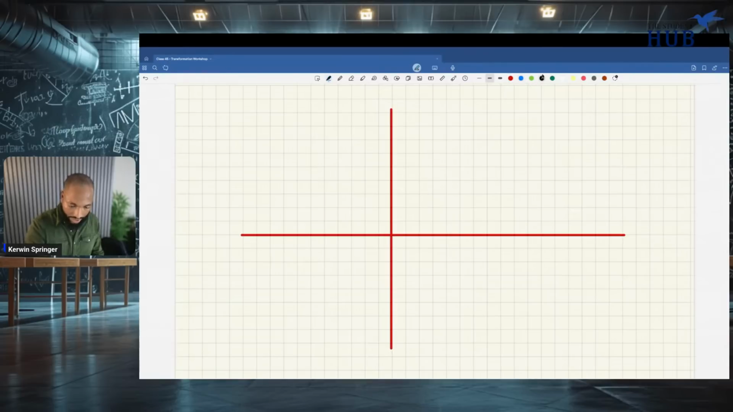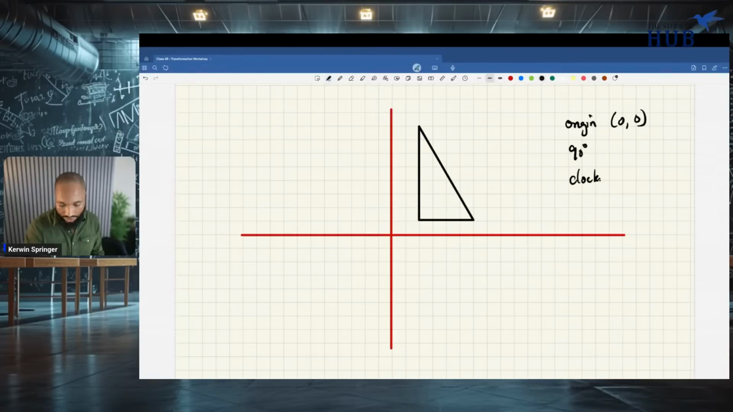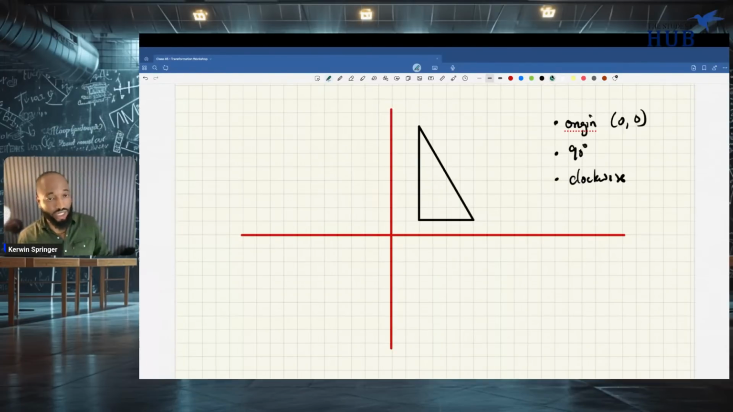Like if I have, let's use back the same triangle idea. I have this triangle. And I want to find the rotation. I am given that it is rotating about the origin, 90 degrees and clockwise, the three things. Now I want to construct it. So they want me to show or construct using a compass.